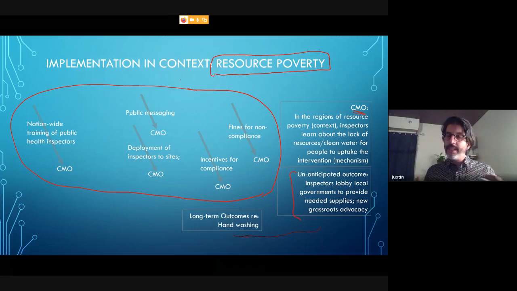So like that, we can open up our analysis and see it's not just a linear, did it work or not work, but what were all the components? What were all those resources, formal resources and hidden resources? How did people respond to those resources? And what were the outcomes?